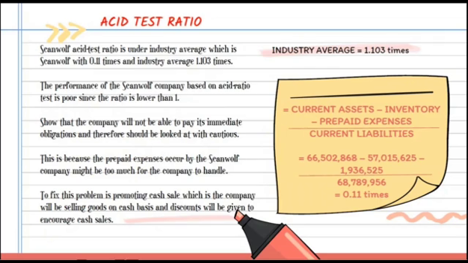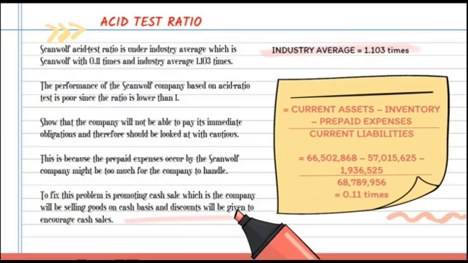Okay, now we move to acid test ratio. Scanwolf acid test ratio is under industry average, which is Scanwolf with 0.11 times and industry average 1.103 times. This ratio shows how much the company's current assets without their inventory and prepaid expenses can cover their current liabilities.